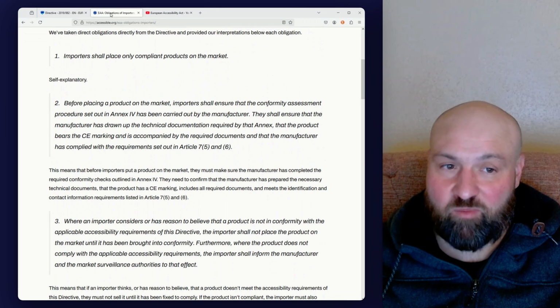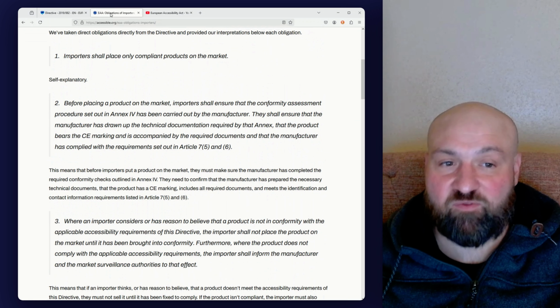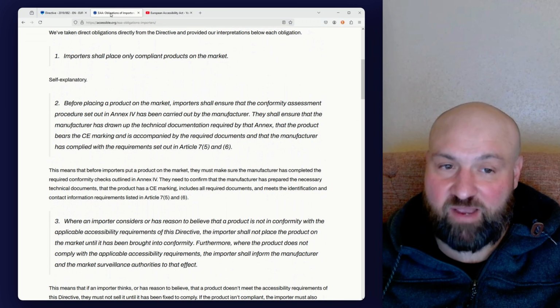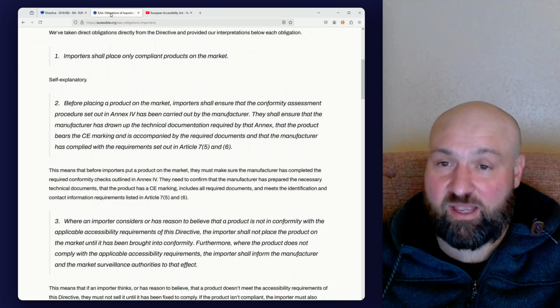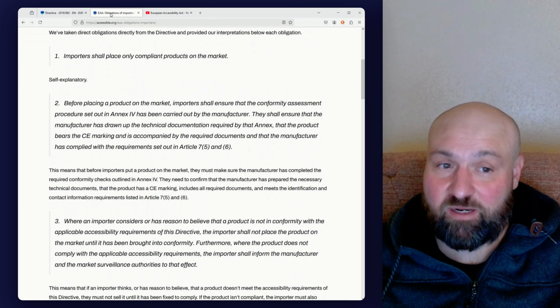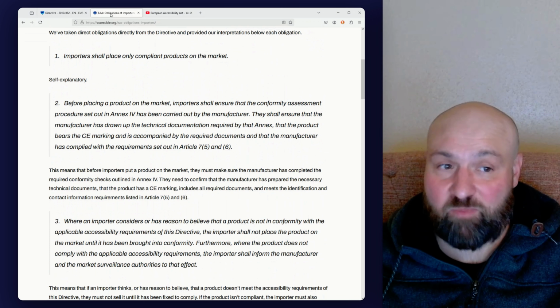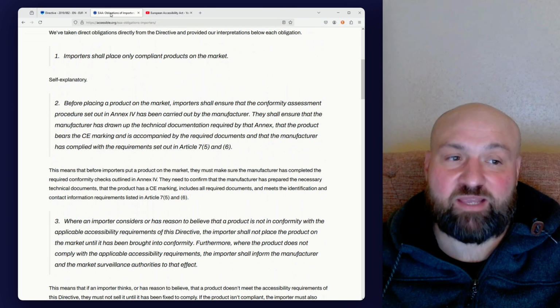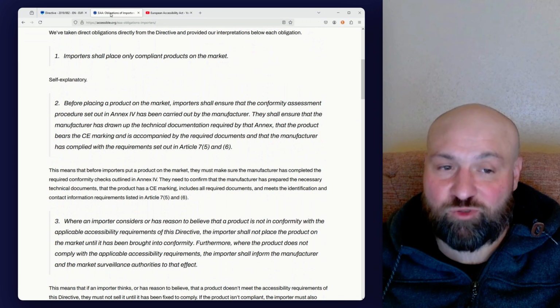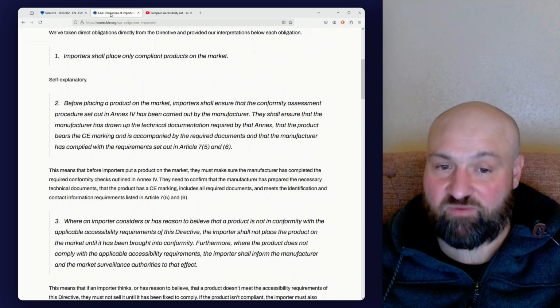Before placing a product on the market, importers shall ensure that the conformity assessment procedure set out in Annex 4 has been carried out by the manufacturer. So just note that for any annex reference, that's going to be at the bottom of the directive, and there's a conformity assessment procedure, and the importer has to make sure that that procedure has been carried out by the product manufacturer. Continuing on, they shall ensure that the manufacturer has drawn up the technical documentation required by the annex, that the product bears the CE marking and is accompanied by the required documents, and that the manufacturer has complied with the requirements set out in 2 different articles.